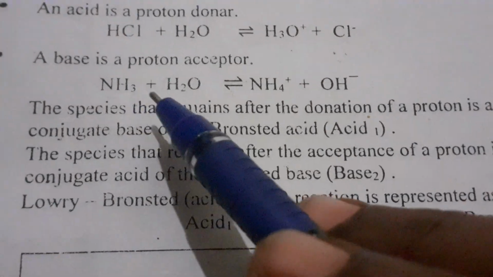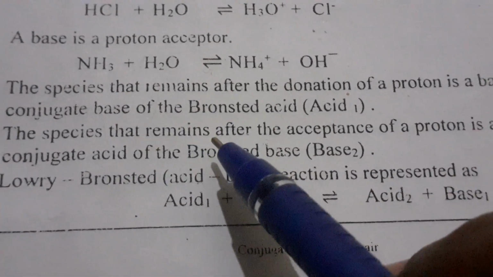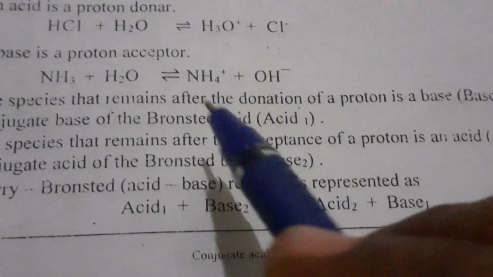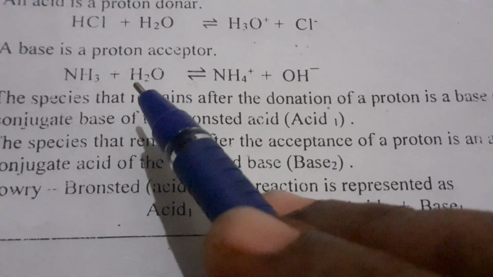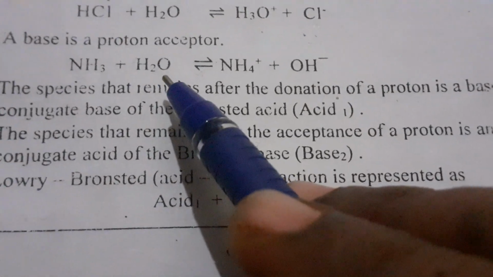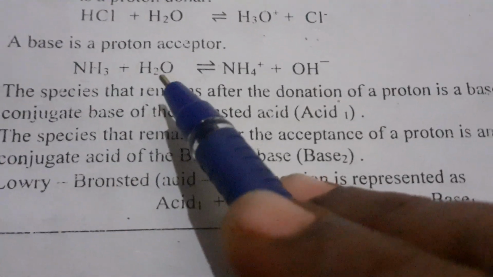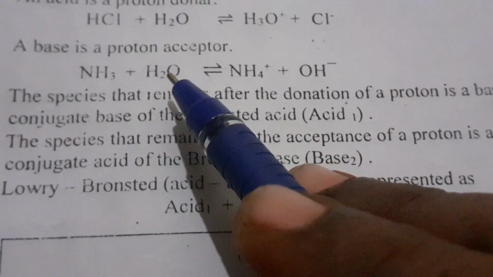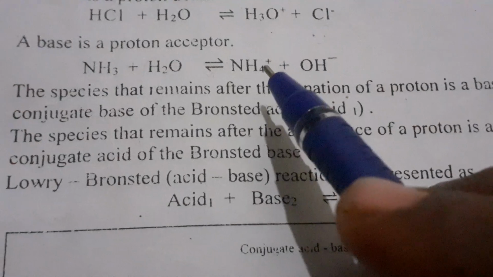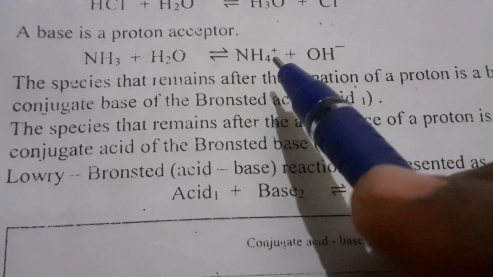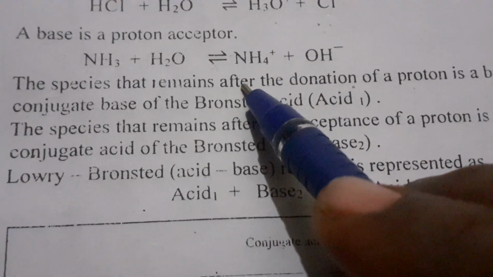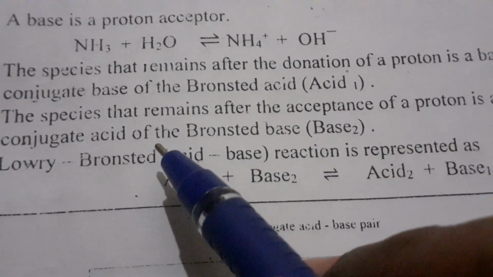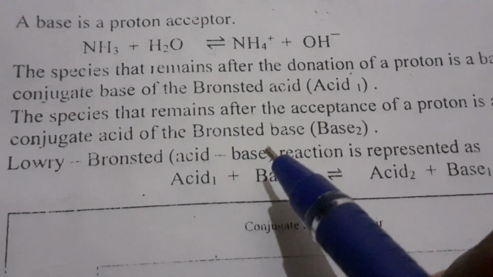அடுத்தது அம்மோனியாவை எடுத்துக்கோங்க. The species that remains after the acceptance of a proton is called an acid. Ammonia is a base when it accepts H plus ion. Ammonium na NH4 plus. இந்த அமோனியா வந்து ஒரு H plus அயானை வாட்டர்லேருந்து அக்செப்ட் பண்ணால் அமோனியம் அயான் NH4 plus அயானாக ஃபார்ம் பண்ணுது. ஸோ இட் இஸ் அ ஆசிட். NH4 plus அயான் இஸ் அ ஆசிட் அப்படின்னு சொல்கிறோம். இல்லைன்னா இட் இஸ் அன் கான்ஜுகேட் ஆசிட் ஆஃப் த Bronsted base.